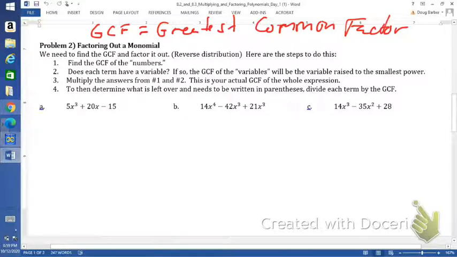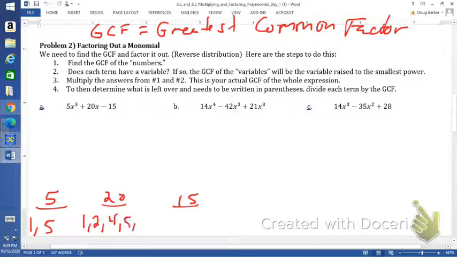So find the GCF of the numbers. We have 5, 20, and 15. What's the greatest common factor? Well, the factors of 5 are 1 and 5. The factors of 20 are 1, 2, 4, 5, 10, and 20. And for 15, it's 1, 3, 5, and 15. So the greatest common factor of the numbers is going to be 5.